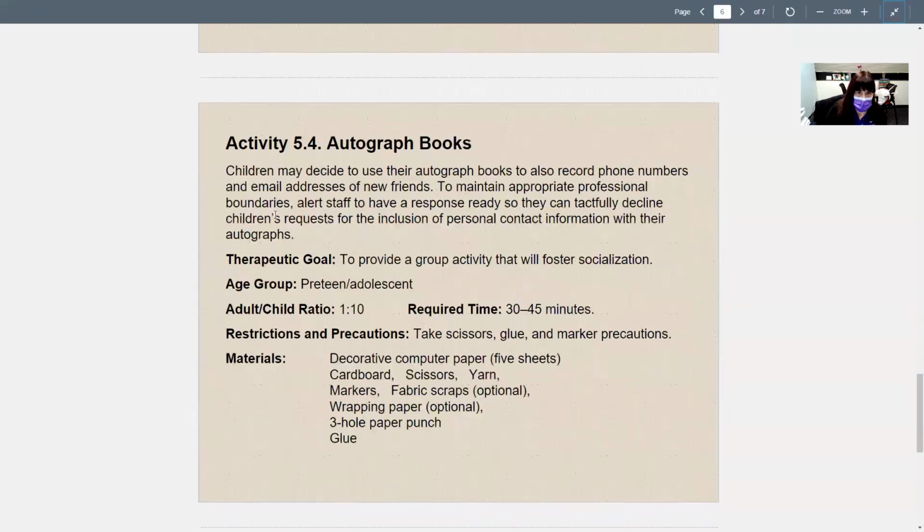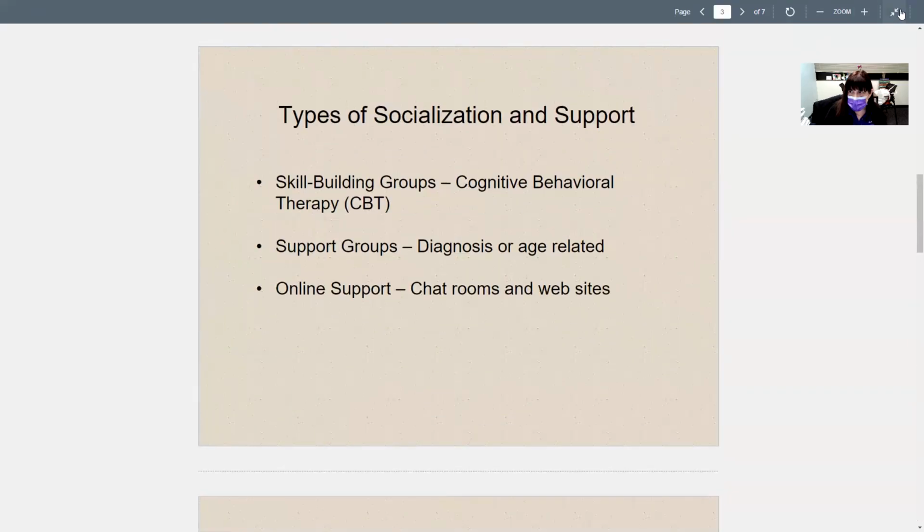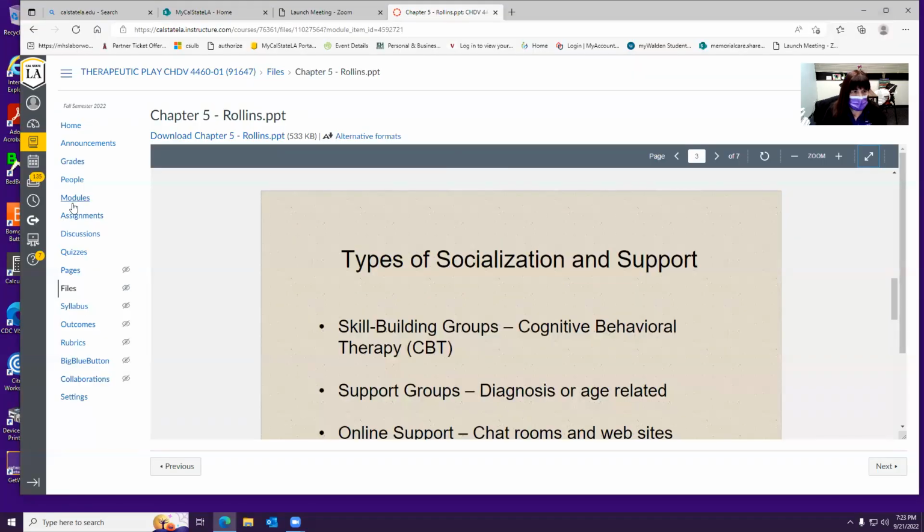Let me go back and go to the other slides here.